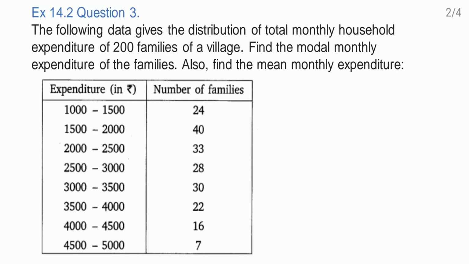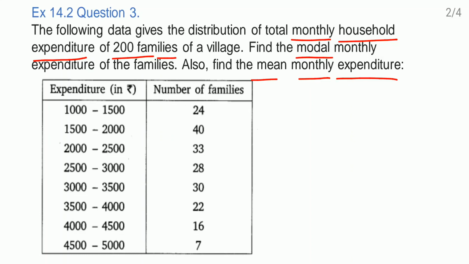This is exercise 14.2, question number 3. The following data gives the distribution of total monthly household expenditure of 200 families of a village. Find the modal monthly expenditure of the families. That means we need to find out the mode. Also find the mean monthly expenditure. Even we have to find out the mean.